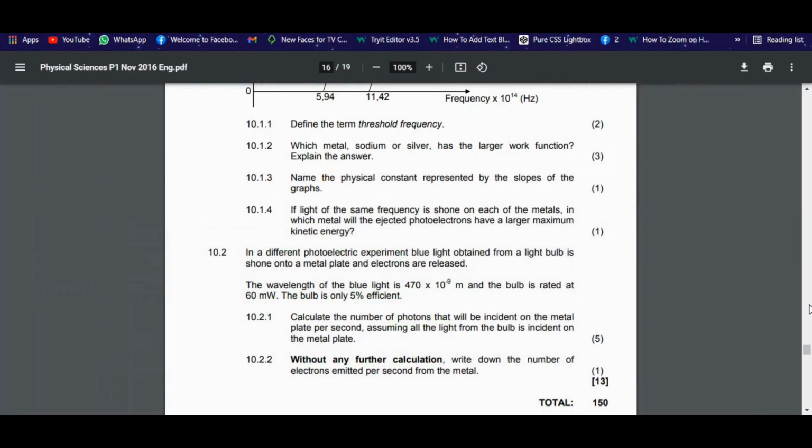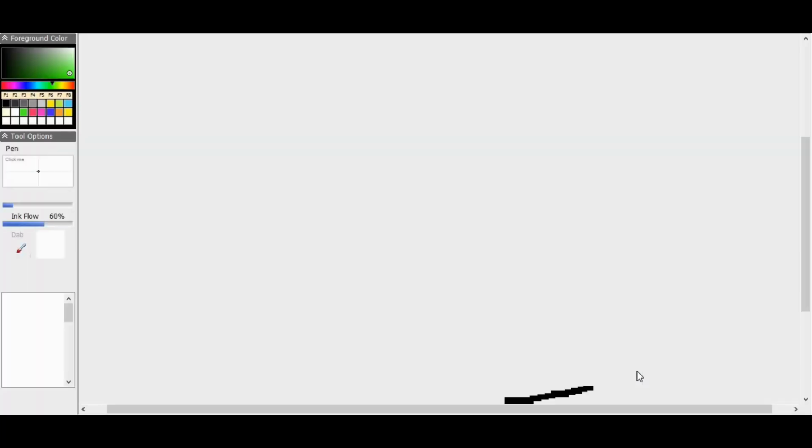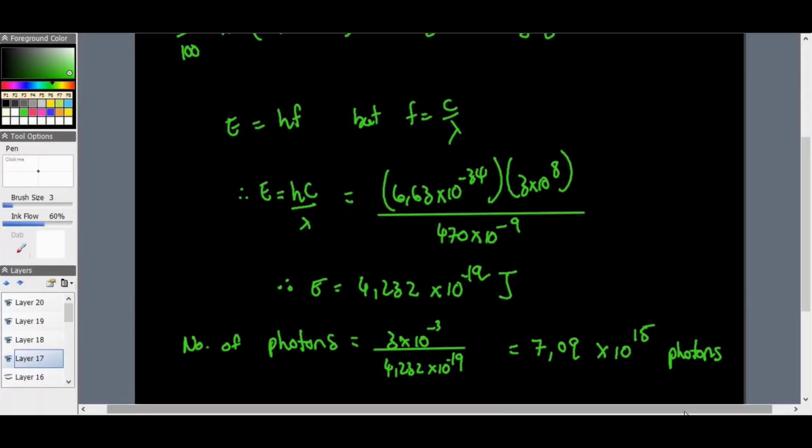The question after that was, without any further calculation, write down the number of electrons emitted per second in the metal. It's the same as this answer here, 7,09 times 10 to the 15 electrons. It's the same question, because photons, photoelectrons, same thing.